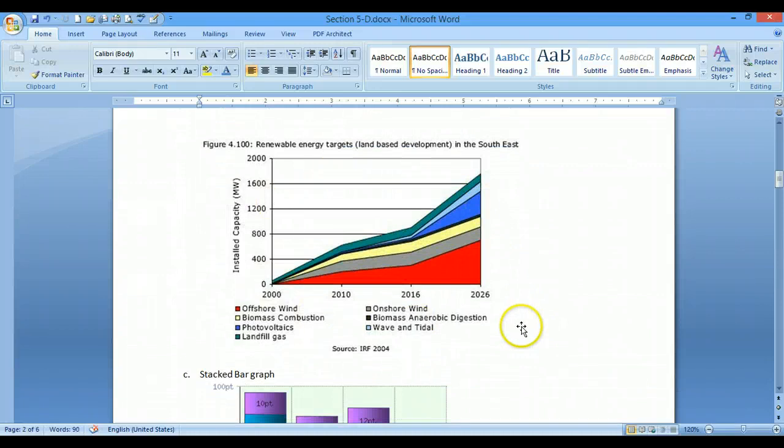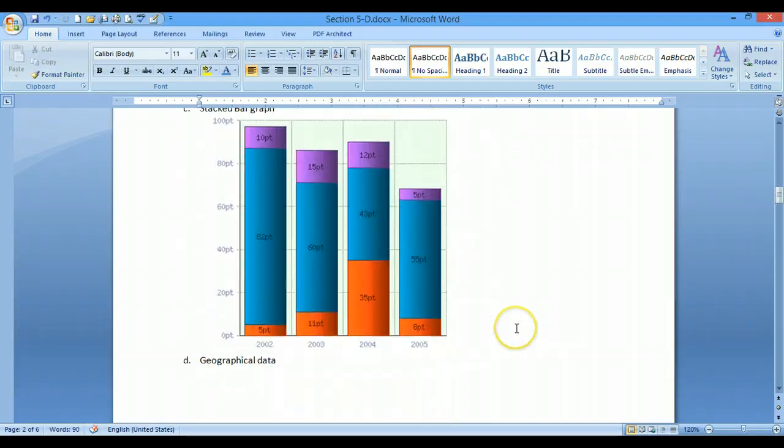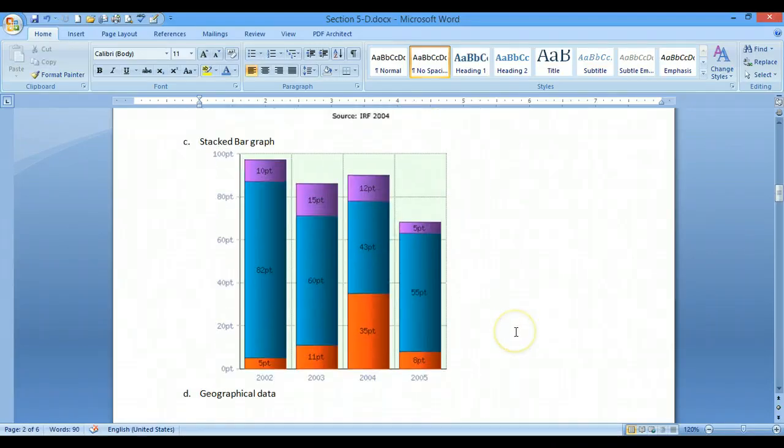Here's another example of a stack plot. And a stacked bar graph is very similar in that it's separating the information stacked upon itself, but it's separating the categories within each of these. So for 2002, 2003, 2004, and so forth.